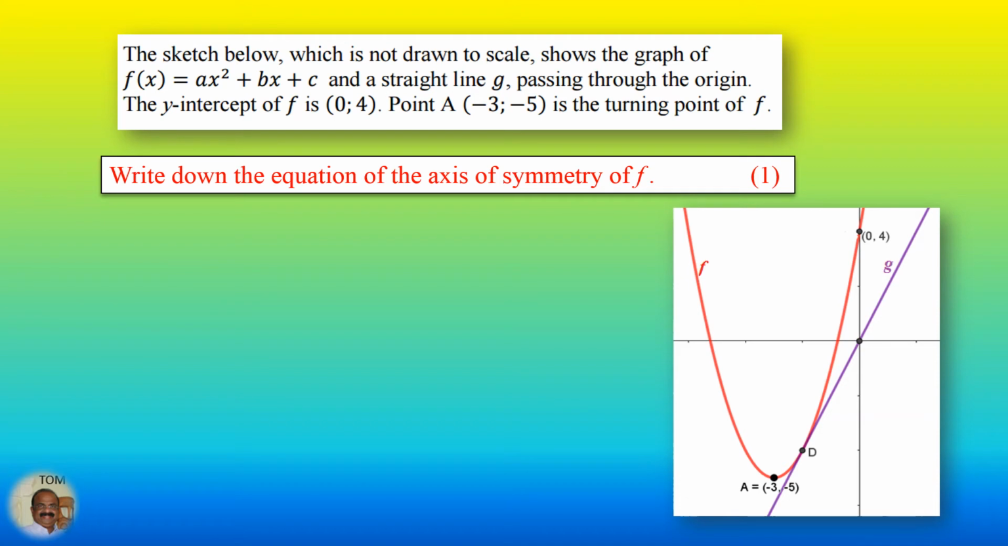Let's write down the equation of the axis of symmetry of f. Only one mark. The axis of symmetry passes through the turning point, and the x value of the turning point gives the equation of the axis of symmetry. Look at the axis of symmetry, and the equation of the axis of symmetry is x = -3.